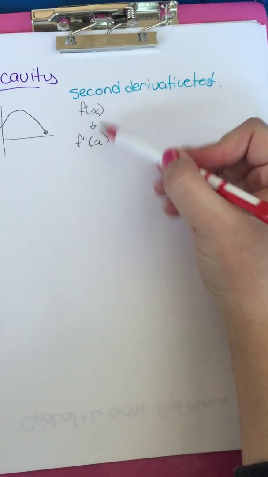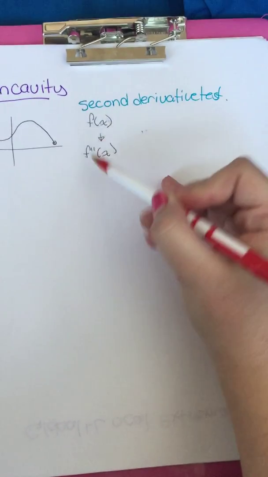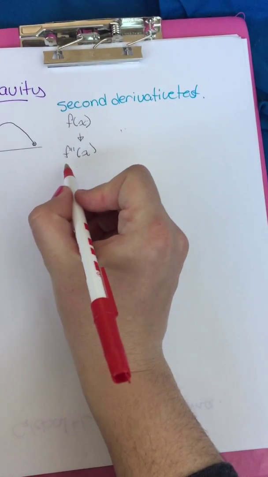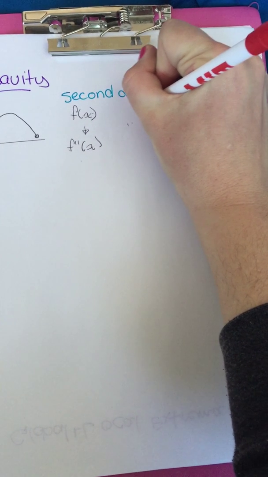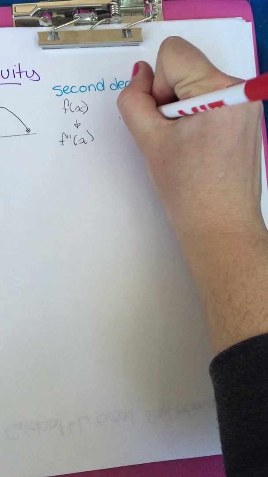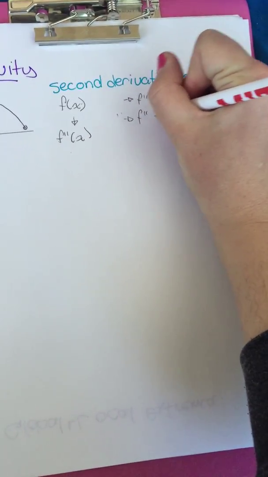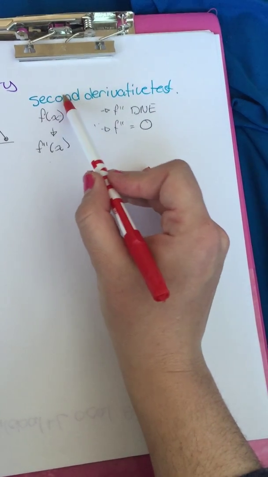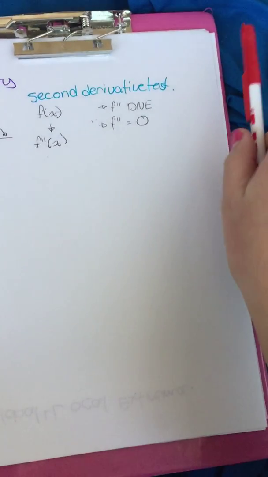Obviously, in order to do this, we have to first differentiate it once and then differentiate that again to get to here. So when we're looking at f double prime, we consider the places where f double prime does not exist. We consider the places where f double prime equals 0. And these are going to give us our critical points for the second derivative test.